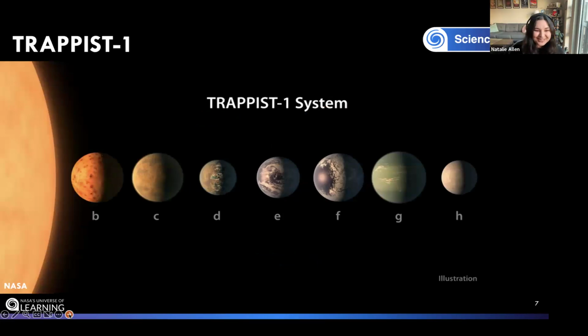The TRAPPIST-1 system is really a popular system, both in the field and outside of the field. It's really, I think, captured the interest of a lot of people with its many Earth-sized planets. So we think it has about 7 Earth-sized planets in the system right now. And this makes it really exciting.